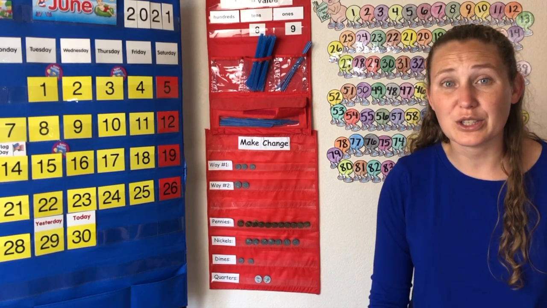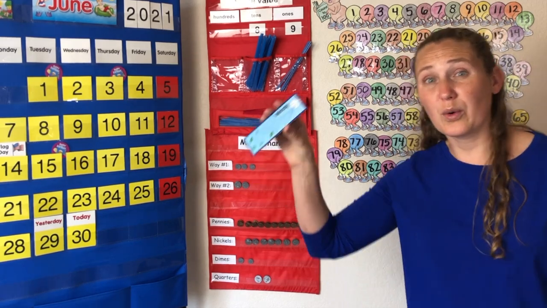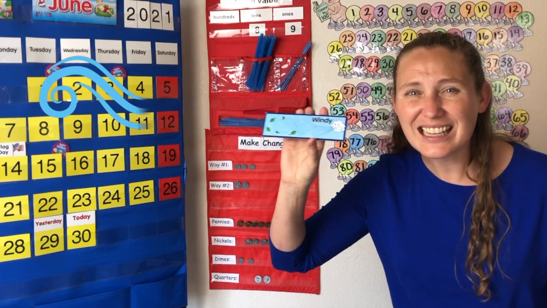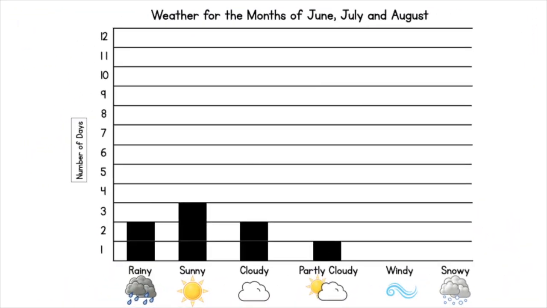What's the weather like where you are today? We're having a windy day here. Let's add windy to our weather bar graph. Let's make a bar up to the first line. This is our first windy day of calendar time during June, July, and August. We've had 2 rainy days, 3 sunny days, 2 cloudy days, 1 partly cloudy day, 1 windy day, and 0 snowy days.